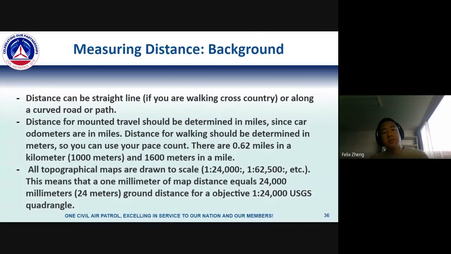You'll also notice that all topographical maps are drawn to scale. We talked about this last time. There can be a scale of 1 to 24,000, 1 to 62,500, and things like that. These scales mean that 1 millimeter of map distance equals 24,000 millimeters or 24 meters ground distance for that 1 to 24,000 map. And the USGS quadrangles use the 1 to 24,000 scale.